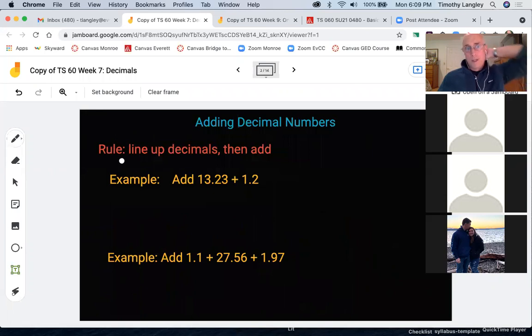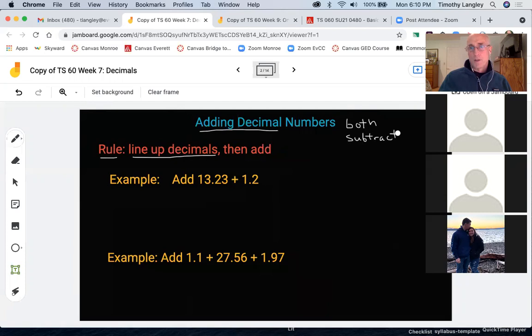When you're adding decimals, if you're taking notes, just write these two words right here, adding decimals. And then you might want to write underneath this, the rule is to line up the decimals. In fact, you might want to say when you're adding and subtracting decimals. That's the rule, and we can cover both at once tonight, both adding and subtracting.